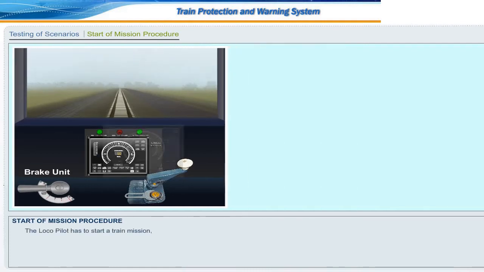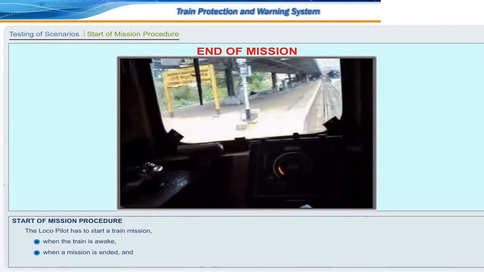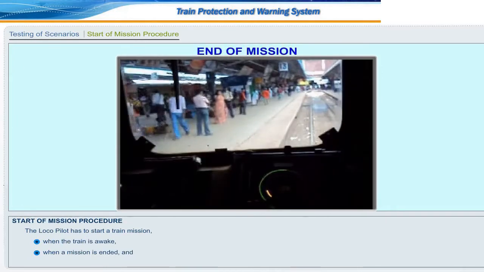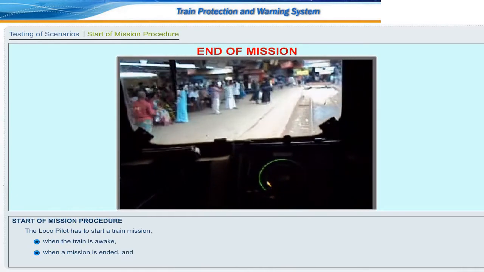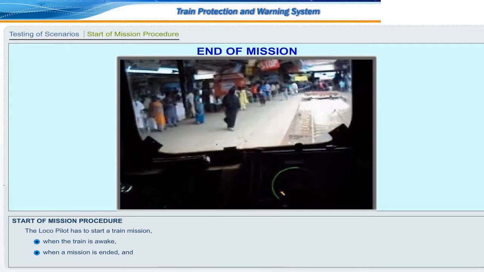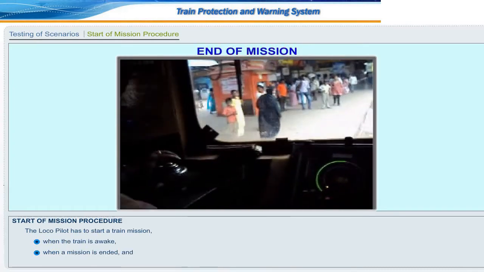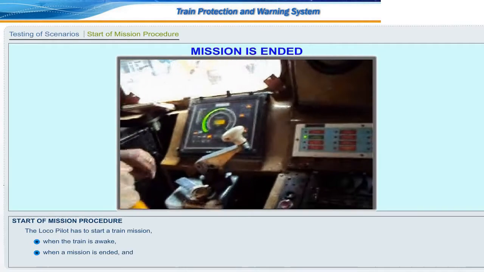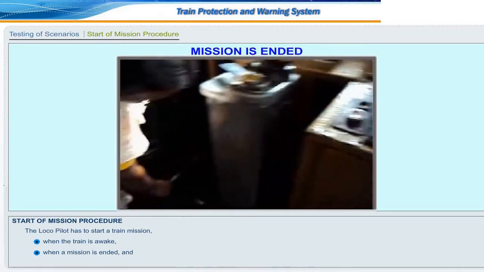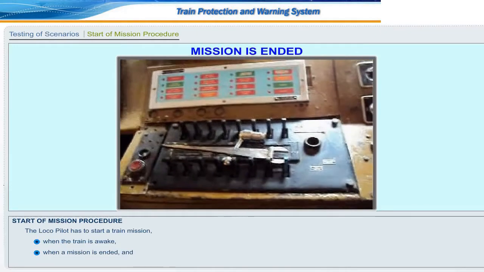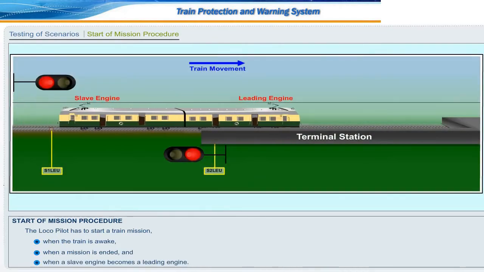Start of mission procedure. The loco pilot has to start a train mission when the train is awake, when a mission is ended, and when a slave engine becomes a leading engine.